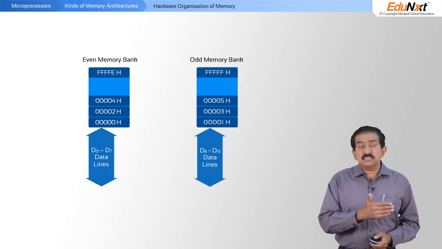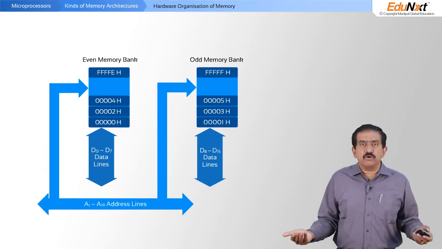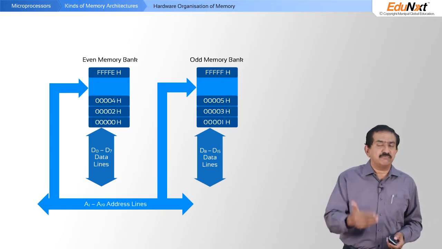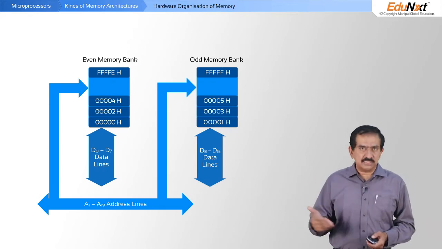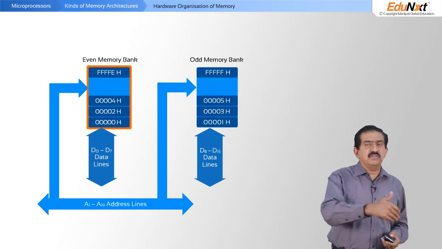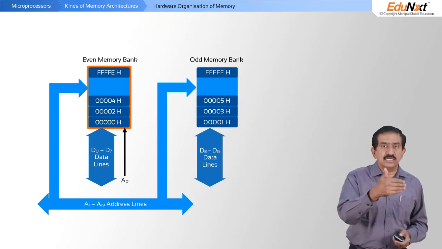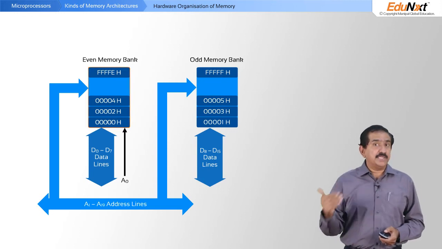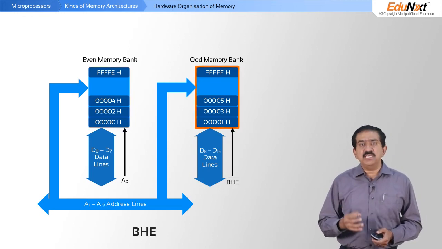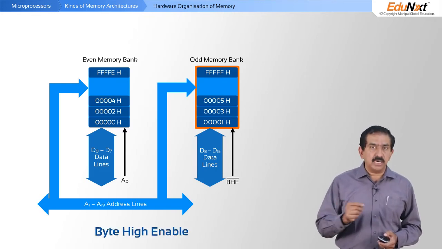Both the memory banks have common address lines, right? There's just A1 to A19, they have got the common address lines. Both memory banks therefore rest on one address line. How does the processor address the even versus the odd memory bank? It uses A0 to address the even memory bank, and it uses another signal called BHE bar, byte high enable bar.